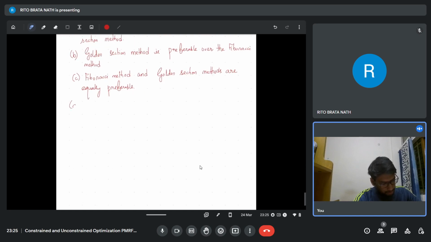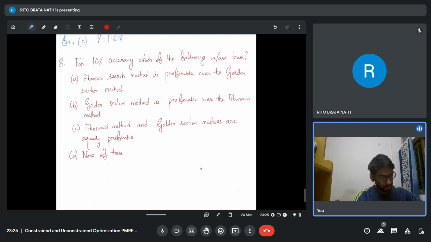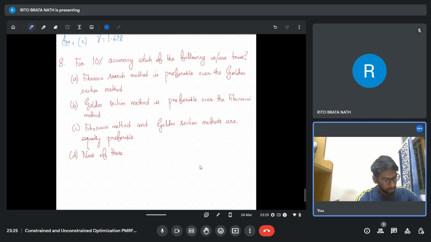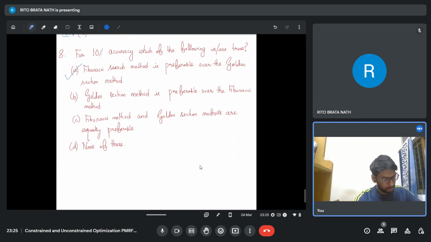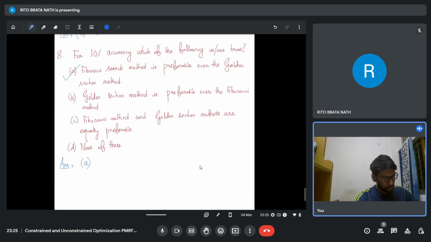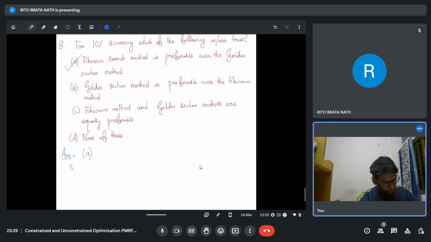Option D is none of this. As you already know from the slides, option A will be the correct answer because it requires a lesser number of points for the Fibonacci search method. So the answer is option A. However, you need to keep in mind one note. So I'll write down the note.